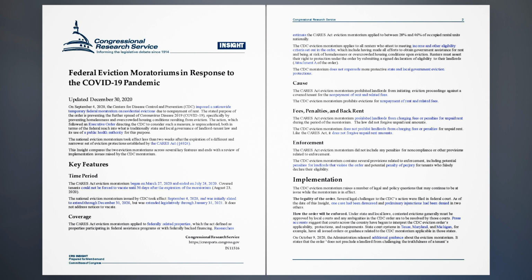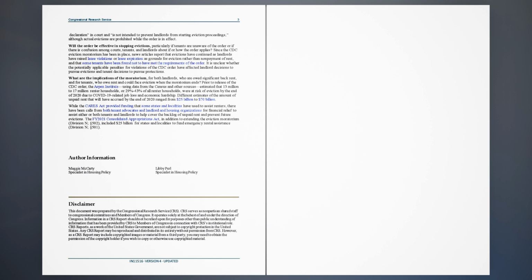Press accounts suggest that courts across the country have begun to interpret the CDC eviction order's applicability, protections, and requirements. State court systems in Texas, Maryland, and Michigan, for example, have all issued orders or guidance related to the CDC moratorium applicable in those states. On October 9, 2020, the administration released additional guidance about the eviction moratorium. It states that the order does not preclude a landlord from challenging the truthfulness of a tenant's declaration in court and is not intended to prevent landlords from starting eviction proceedings, although actual evictions are prohibited while the order is in effect.